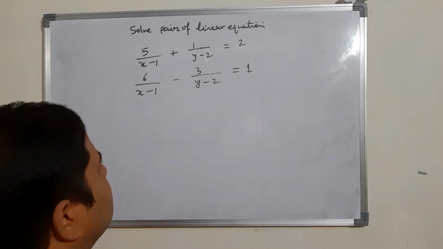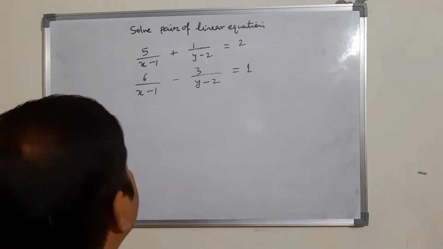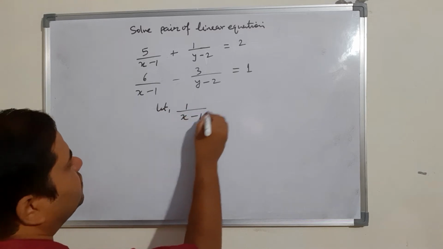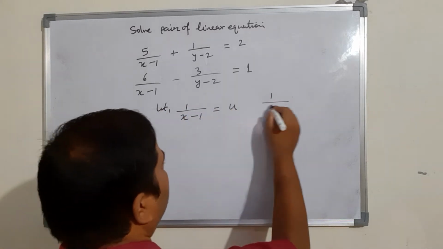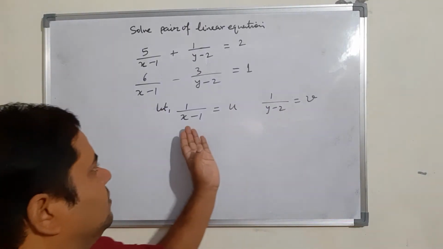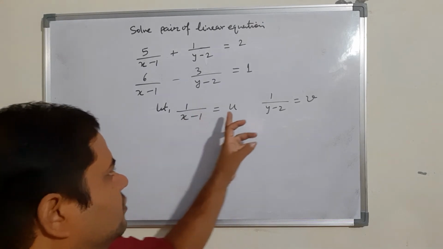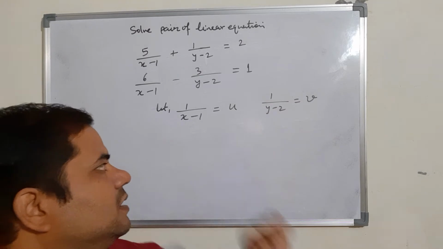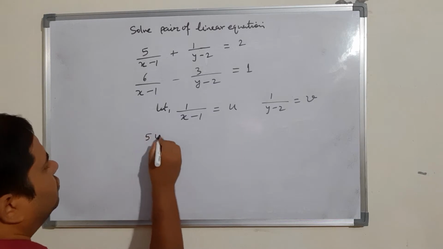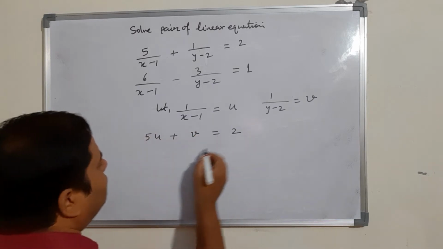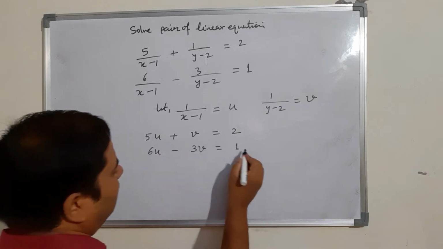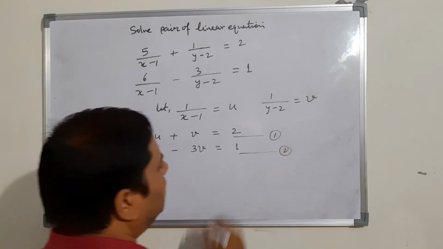So for this, first of all, let 1 upon x minus 1 be equal to u and 1 upon y minus 2 be equal to v. Let us give this substitution. Then the equations are reduced to 5u plus v is equal to 2 and 6u minus 3v is equal to 1. Now this is equation number 1, this is equation number 2.